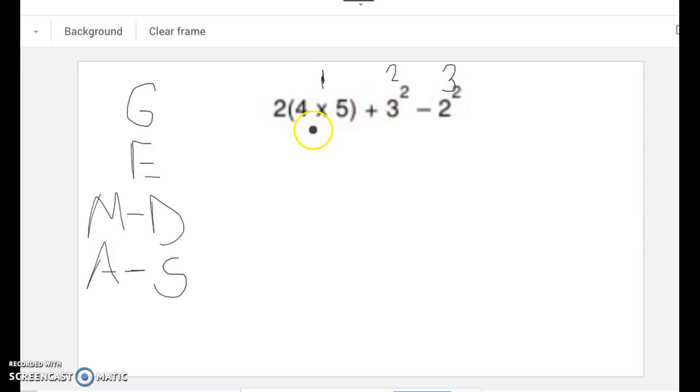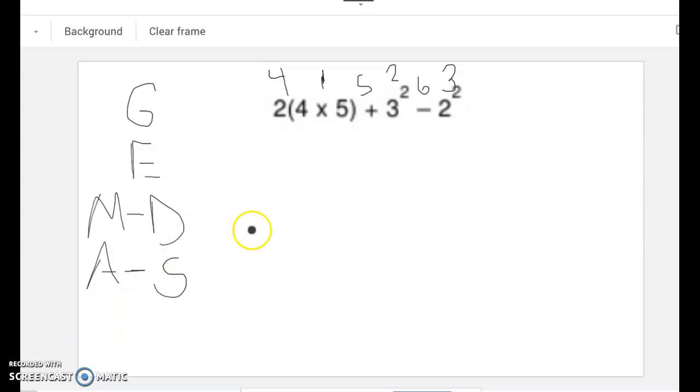After that, I'm going to come back over here and notice that this 2 is actually right next to a parenthesis, so that means that's multiplication. So I'm going to multiply. When I'm done, I'm going to add whatever 3 to the second power is, and then subtract whatever 2 to the second power is. So Aubrey, I'm going to give you a couple of minutes, like 1 or 2 minutes, to go ahead and solve this problem.